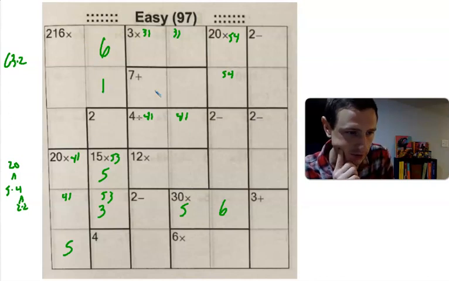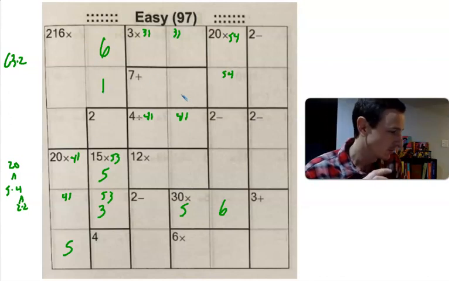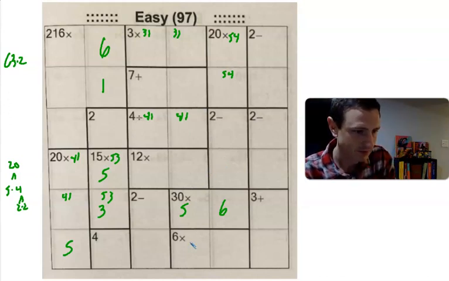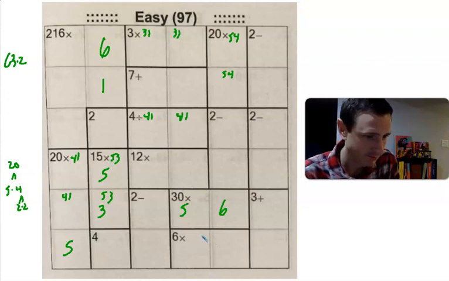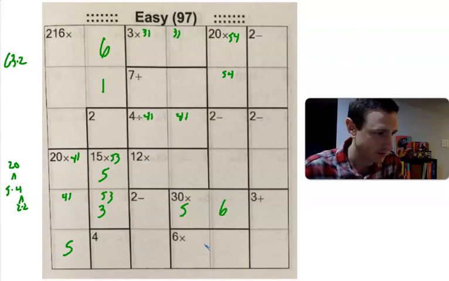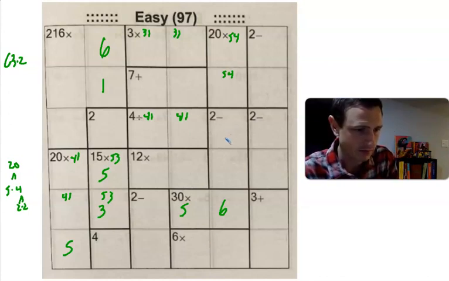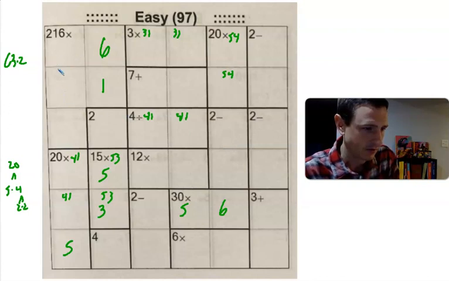I'm getting a little distracted by the 216. Let me just move on. How are we doing on time? 3 minutes. Oh. So this could still be 6 and 1, I think. Or 3 and 2. I'm not super into that at all. Okay, let's see. So I still need to put a 6, 3, 2 here.